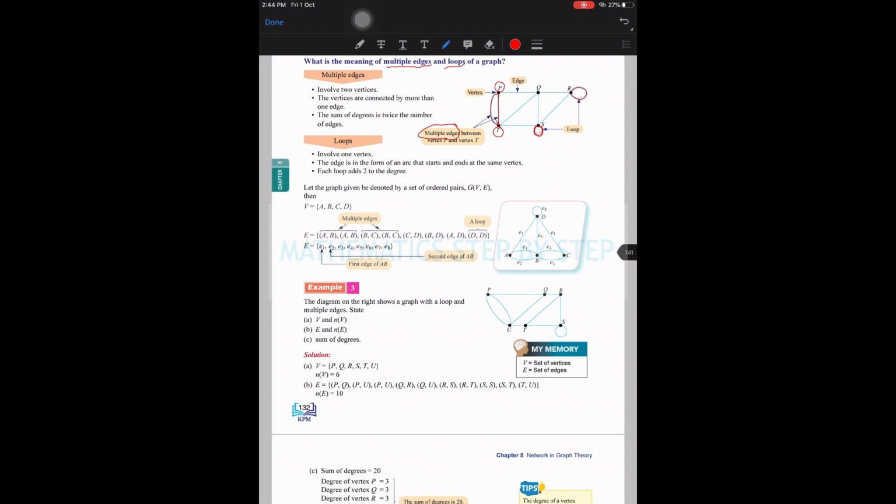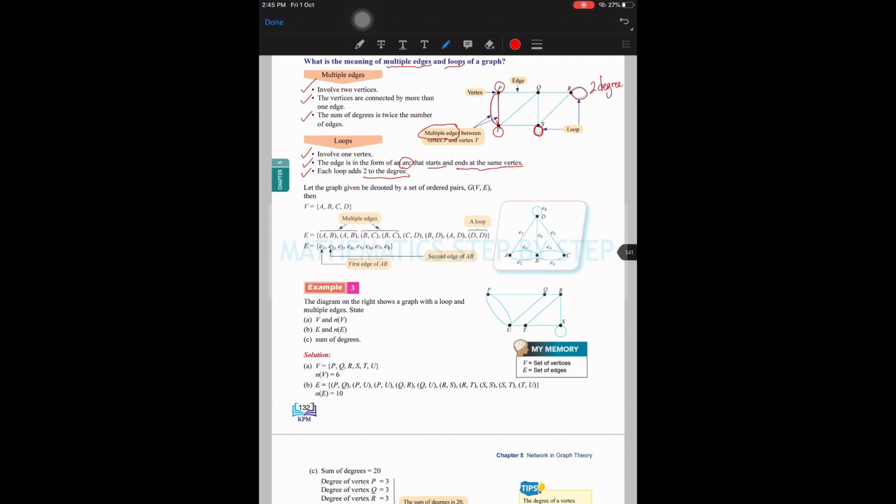So a multiple edge involves 2 edges. The vertices are connected by more than 1 edge, and the sum of degrees is twice the number of edges, okay? Then loops involve 1 vertex and the edge is in the form of an arc. It starts and ends at the same vertex. Each loop adds 2 to the degree, meaning that this loop is counted as 2 degrees.